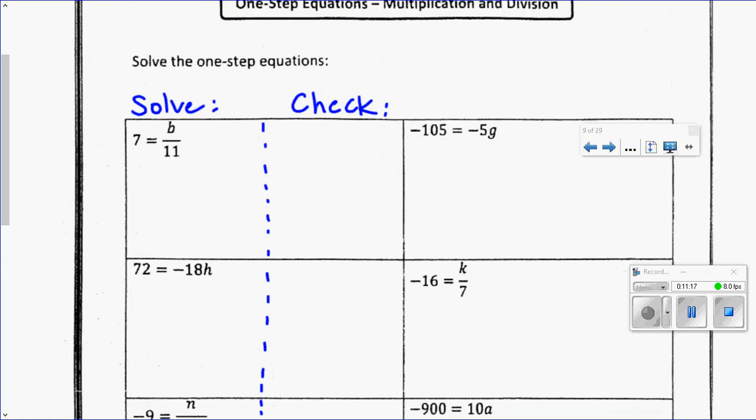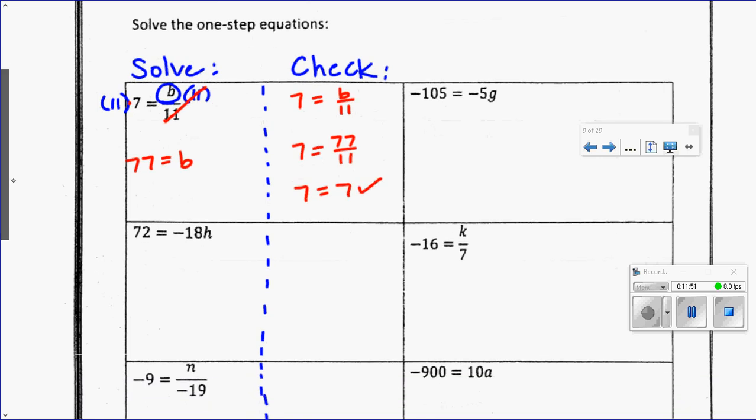Okay, just like when we had the addition and subtraction, you have now the variable b on the right-hand side. That's okay. You still need to get b by itself, so I need to multiply by 11 on both sides. Okay, so here's what happens. The 11s cancel. You have 11 times 7 is 77, and that equals b. Now when I check it, 7 equals b over 11. I have 77 over 11. And what is 77 divided by 11?